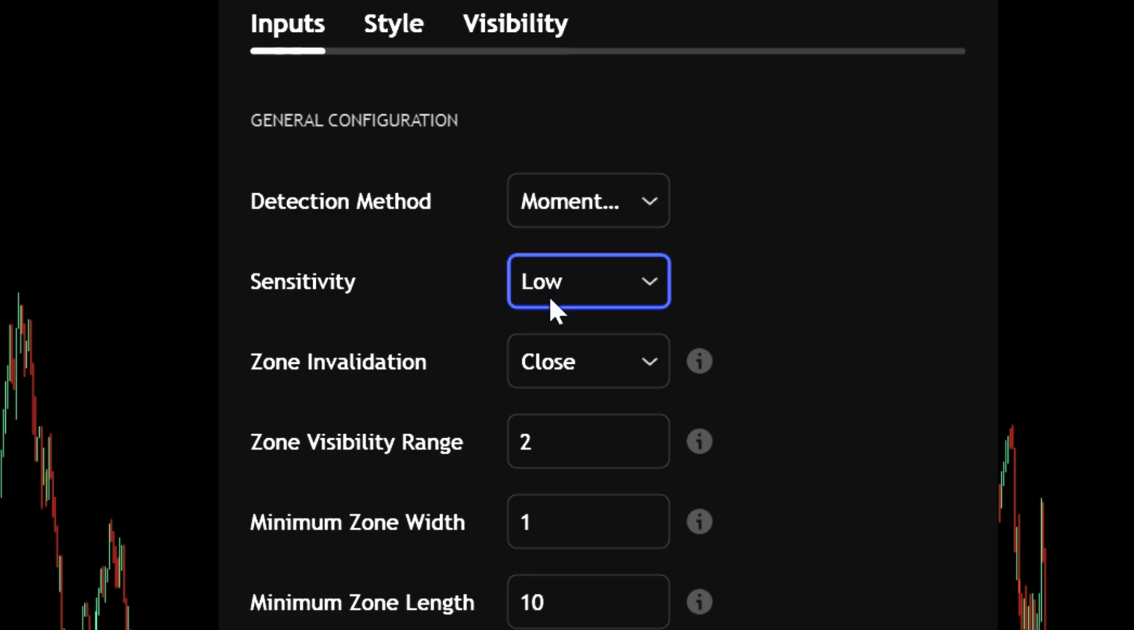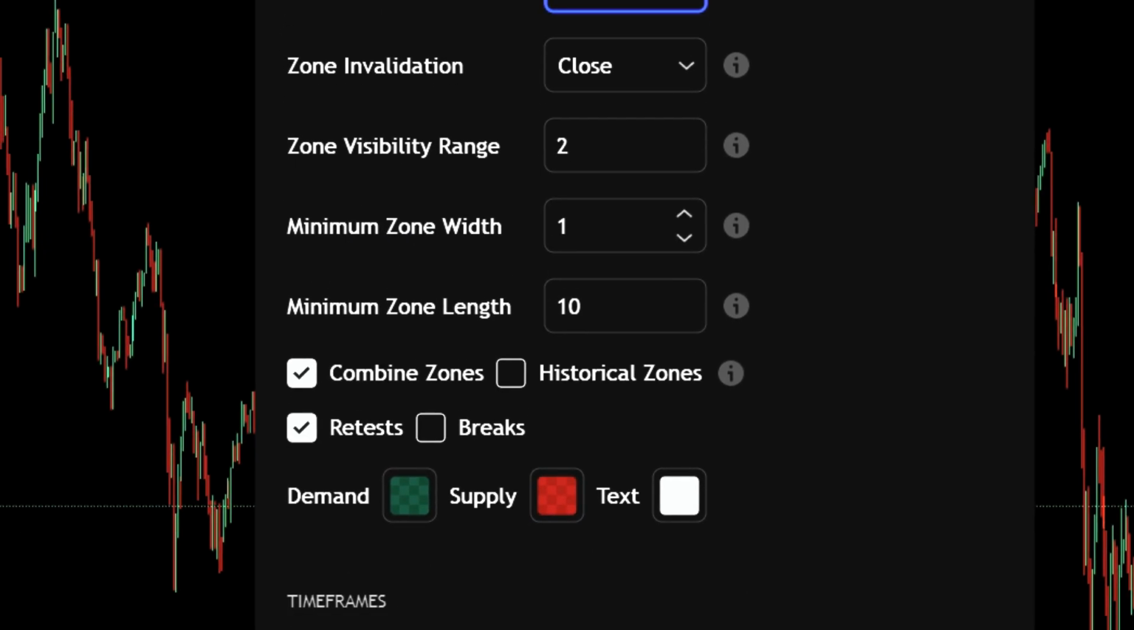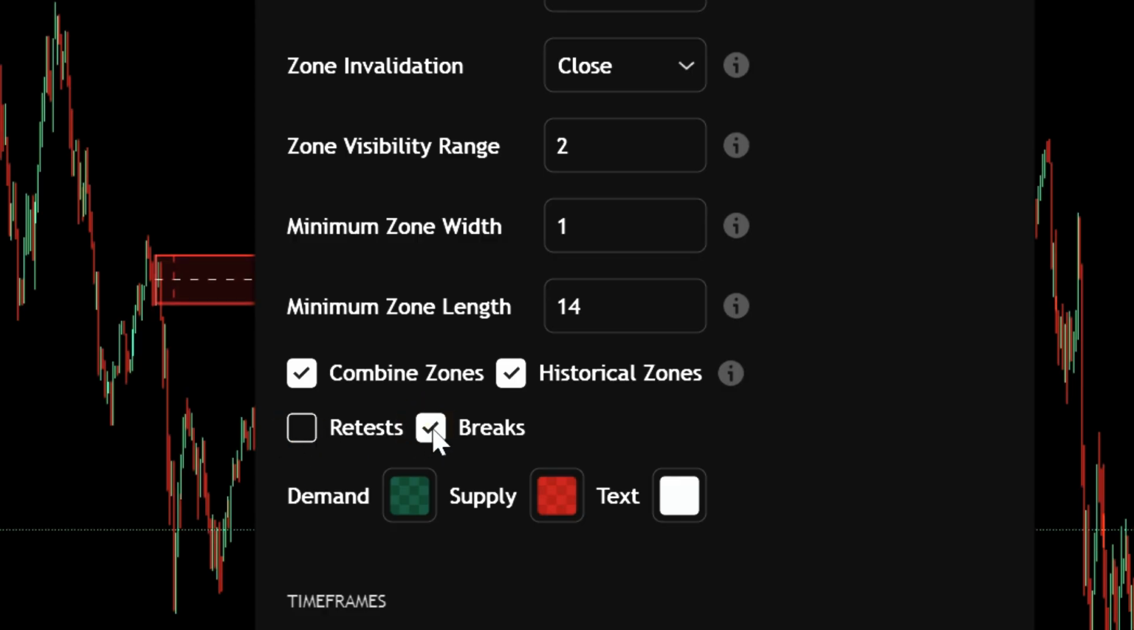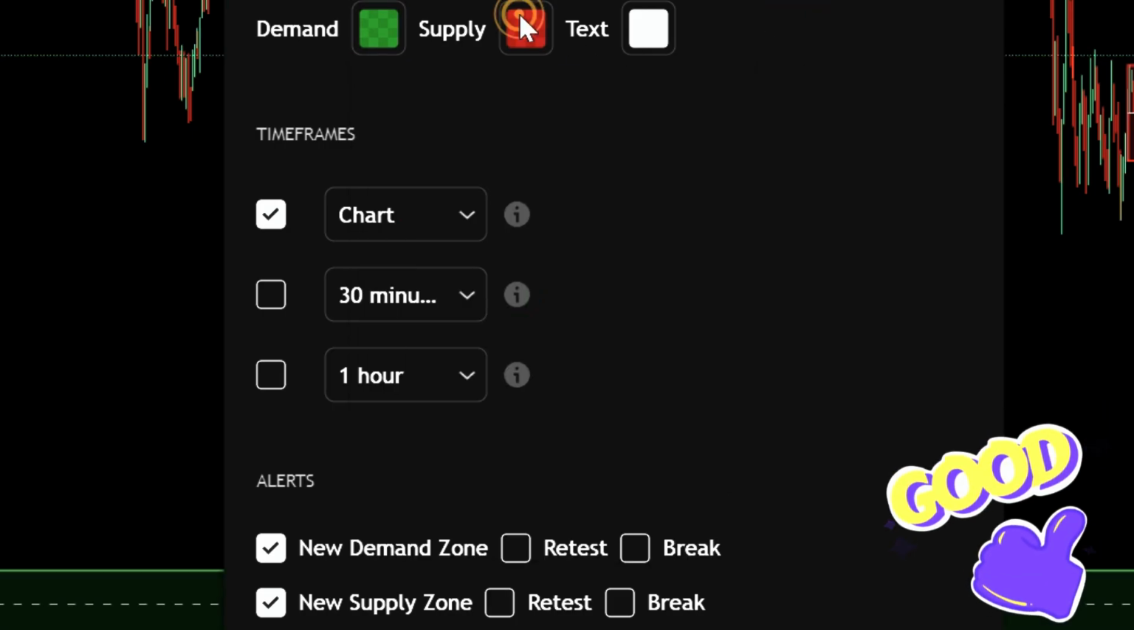Quality, not quantity. Then, momentum zones length. Set this to 14. This is another filter to ensure the zones have some historical significance. We're filtering out the noise. We want the powerful, high-quality zones only. Now, the most important part. Uncheck retest and check breaks. Done. You just turned this thing into a breakout hunting machine.